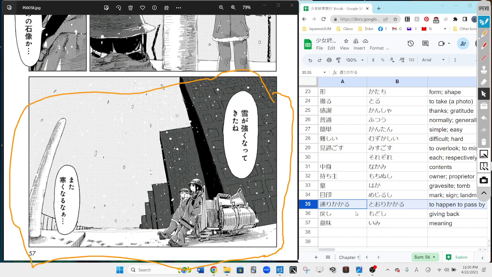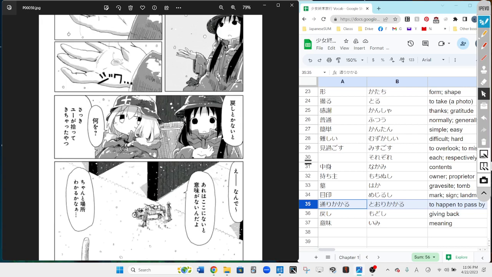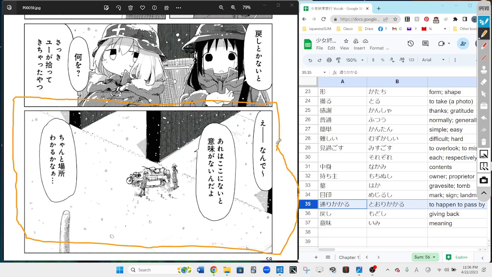Yeah, okay. Yuki ga tsuyoku natte kita ne. Mata samuku naru na. So the first bubble is saying the snow is getting stronger. Then it's going to get cold again. Perfect. Modoshi. You have to return it. 何をさっきの夕が拾ってきちゃったやつ. So she says, what do we have to return? She says, the things that you picked up not that long ago. And Cookie, next three bubbles for you.